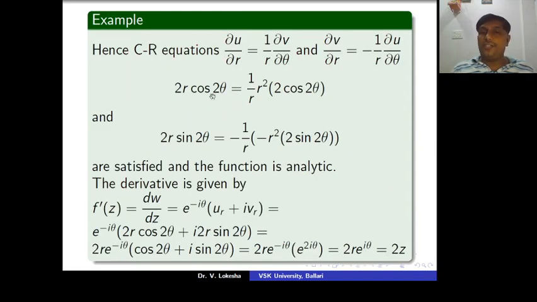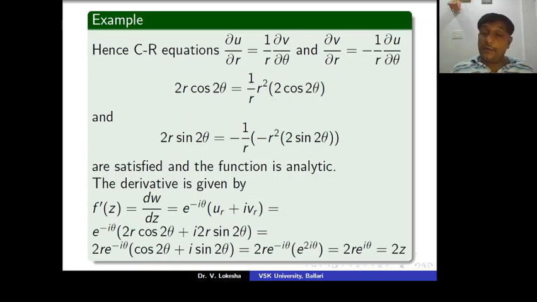Hence, the Cauchy-Riemann equations, you know that in polar form, ur is equal to 1 by r v theta, and vr is equal to minus 1 by r u theta. If you substitute and rearrange, the r square and r get cancelled on both left hand sides. If you substitute and check it out, you get r sine 2 cos 2 theta is equal to r cos 2 theta. Left and right hand sides are both equal. Then we say that hence the Cauchy-Riemann equations are satisfied and also it is an analytic function.